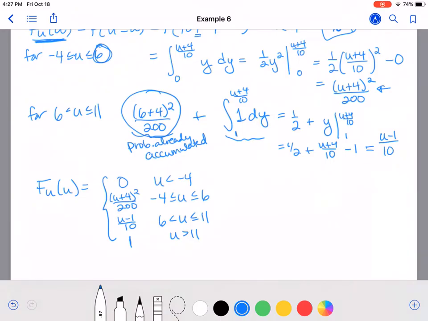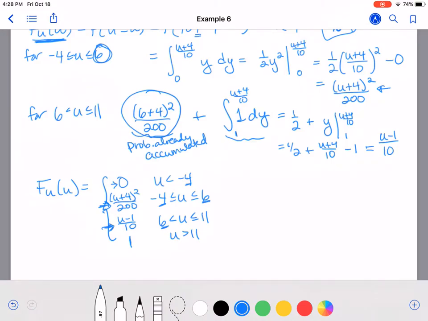You can verify that at the value of -4, so this cutoff here and here, these are both at 0. At the value of 6, these are both at the same spot, this one and this one. They're both at 1/2. And so this stays continuous throughout the whole thing.